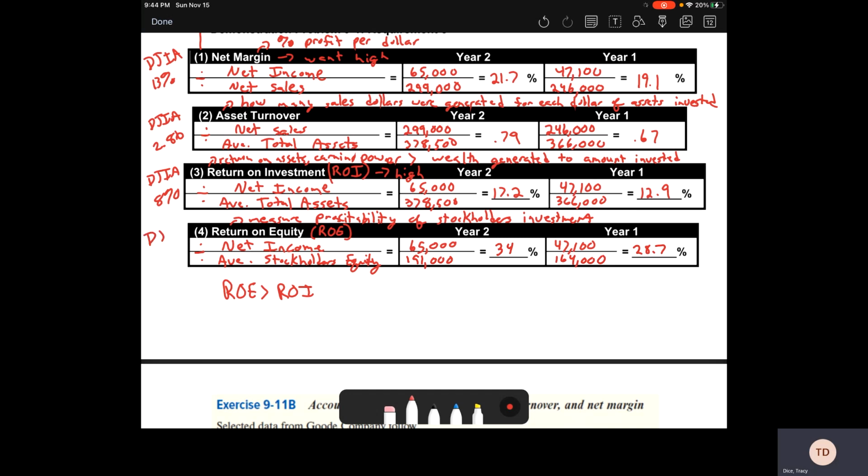We look at the Dow Jones again. We're going to get about 27% as your average. And this again, this is your return, so you obviously want this to be high. And that's how we find our return on equity.